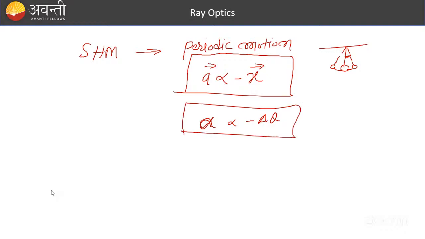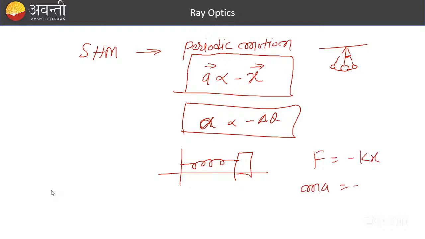And the most common SHM that we encounter in our question is spring mass system. So in a spring mass system, you already know force is equal to minus kx. Force can be written as ma, and this is minus kx. So a can be written as minus k by m x. You can see here a is directly proportional to x, and direction of a is opposite to the direction of displacement. What is this k by m if you talk about?